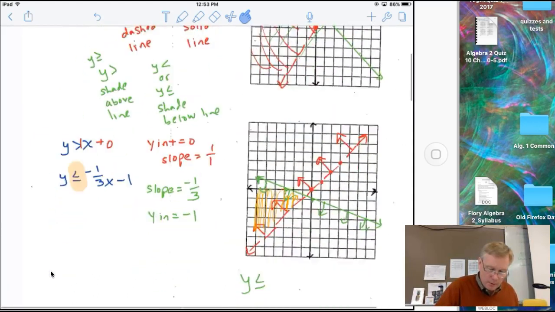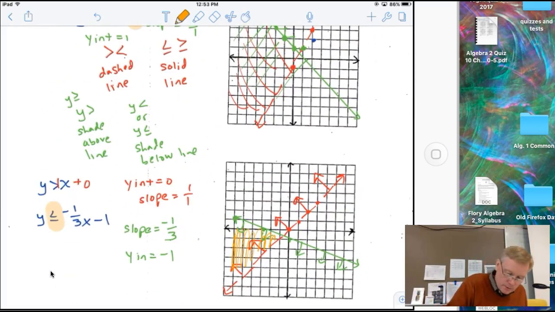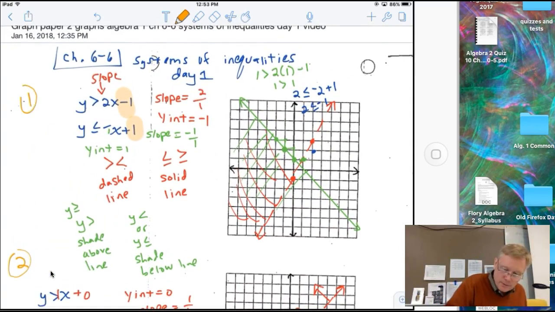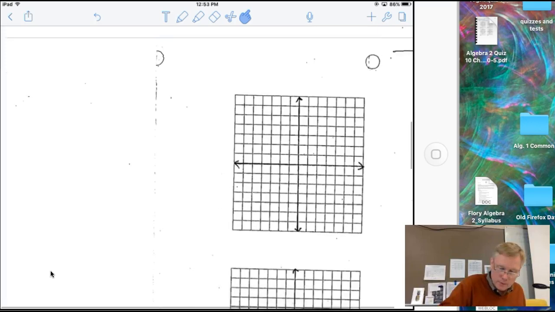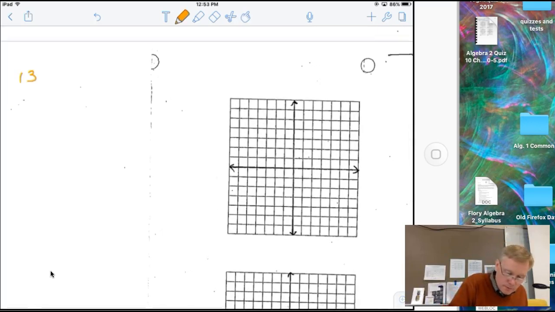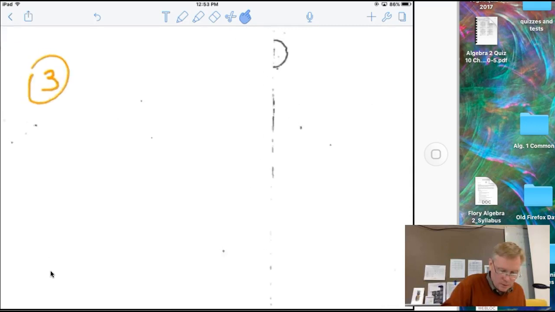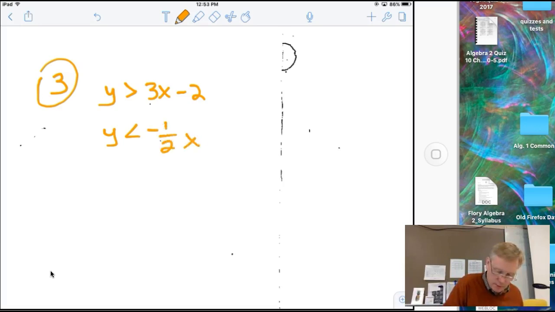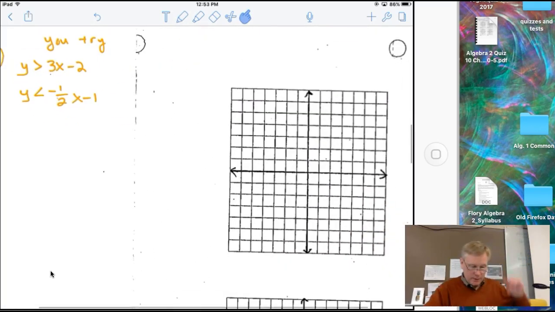All right, I'm on number 3 now. That was number 2. This was number 1. Let's do a you try. Why don't you try this one? Number 3. Your inequalities are going to be y is greater than 3x minus 2, and y is less than negative 1/2 x minus 1. And you try this one. And come back and check your answers.